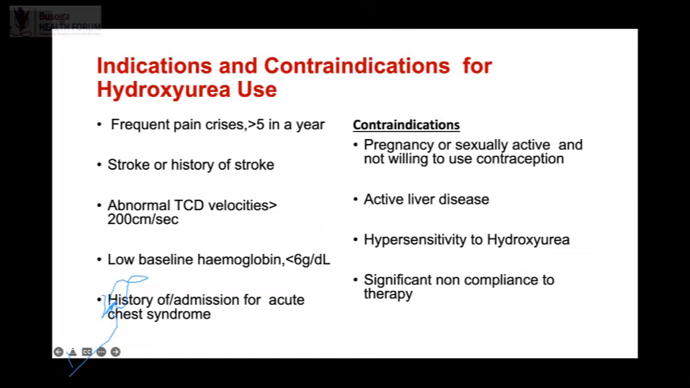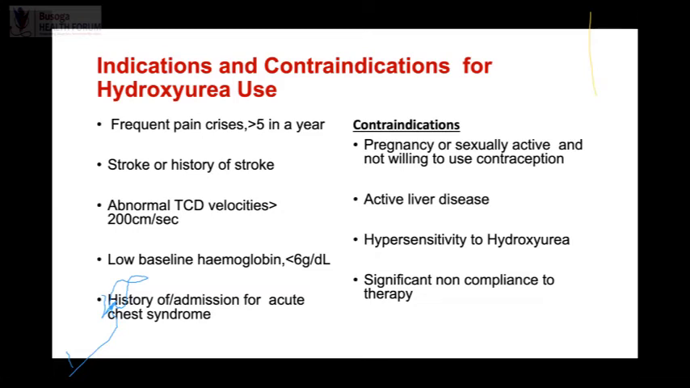So what are the indications? Someone who has very frequent painful crises, more than 5 in a year, stroke or history of stroke, abnormal TCD velocity, low baseline hemoglobin, anyone who has a hemoglobin of less than 6, and that's their baseline, give them hydroxyurea. Any history or an admission for acute chest syndrome, give them hydroxyurea.